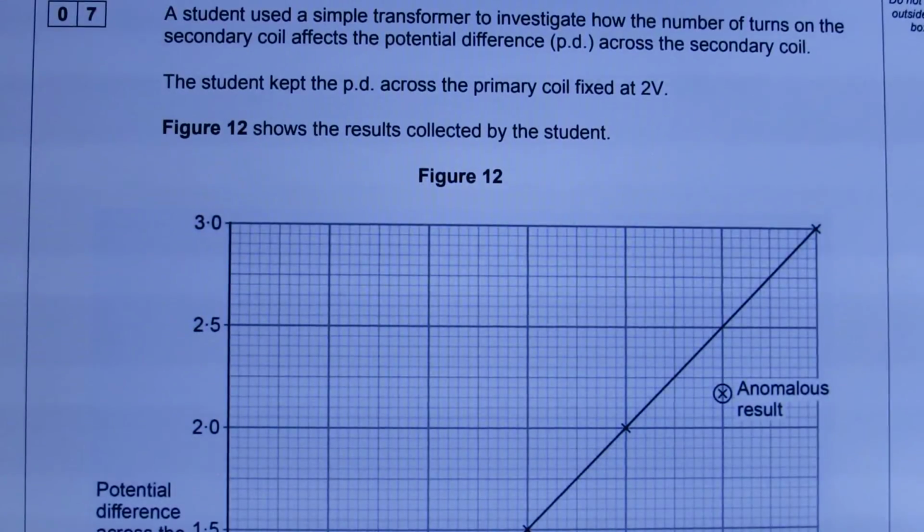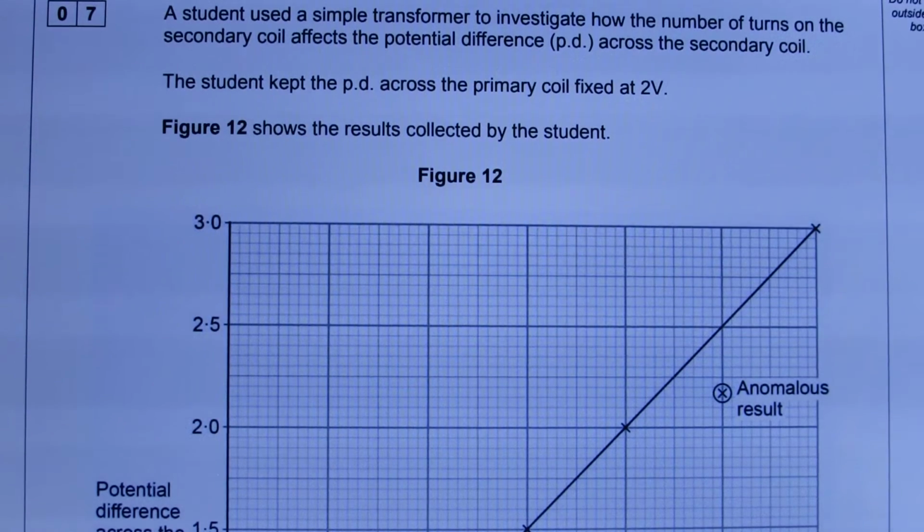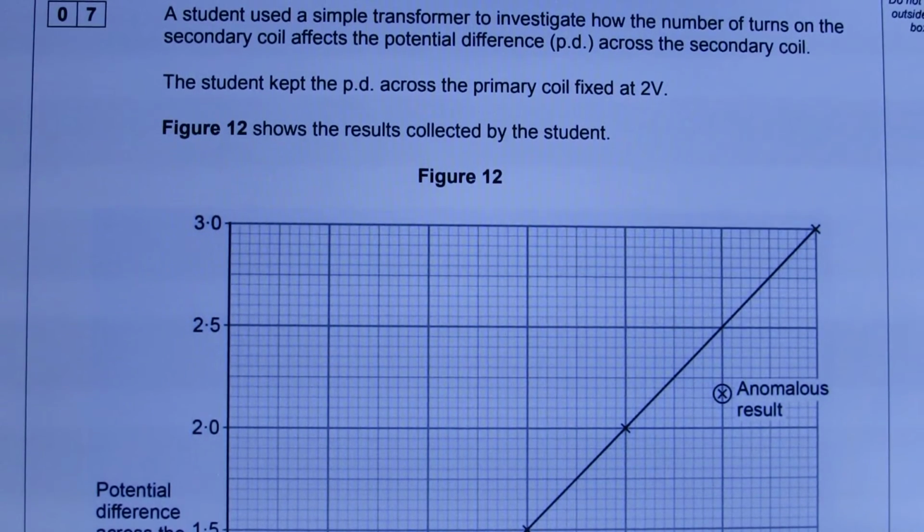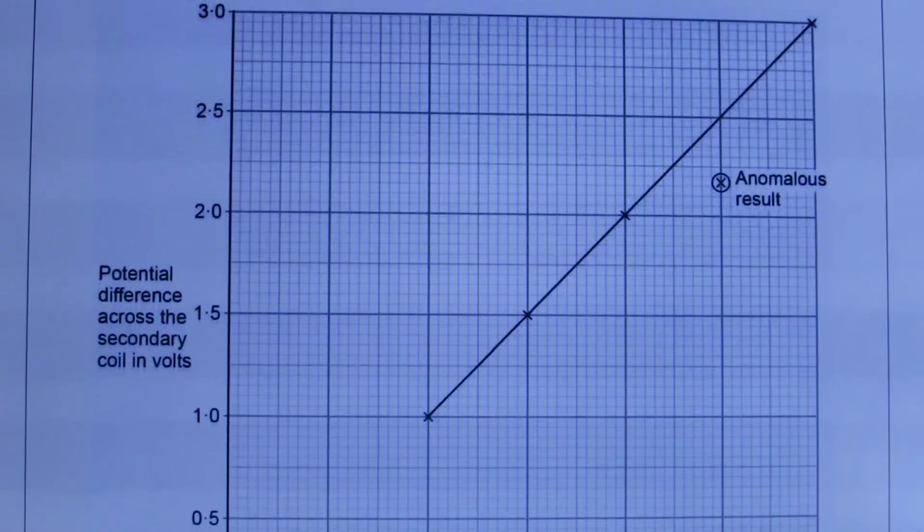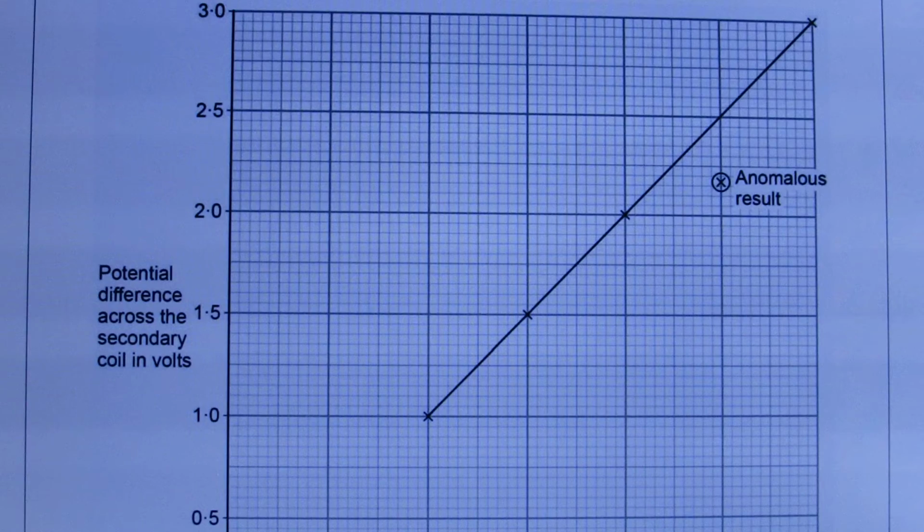A student used a simple transformer to investigate how the number of turns on the secondary coil affects the potential difference across the secondary coil. The student kept the potential difference across the primary coil fixed at 2 volts. It has an anomalous result.